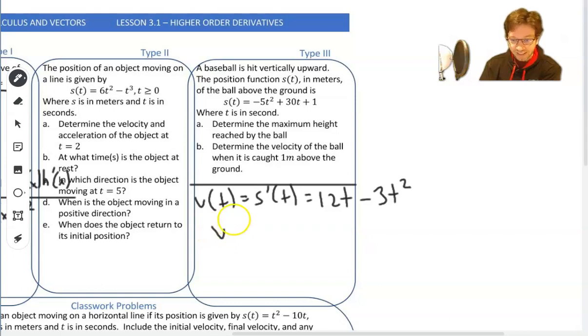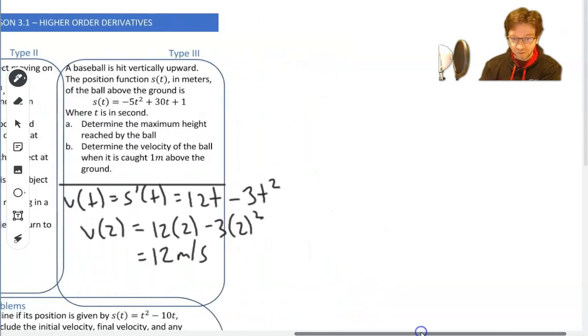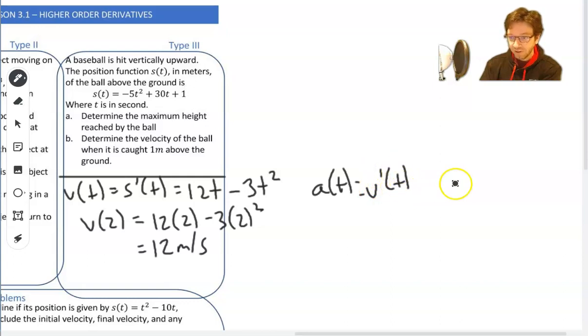And if we want to know what that is at 2, simply sub in 2. So you get 12 times 2 minus 3 times 2 squared, which is 24 minus 4 times 3 is 12. So 24 minus 12, which is just 12 meters per second. Now, if you wanted to find the acceleration, then we need to find the derivative of velocity with respect to time. Acceleration equals derivative of v of t. So that is also just the second derivative of position.